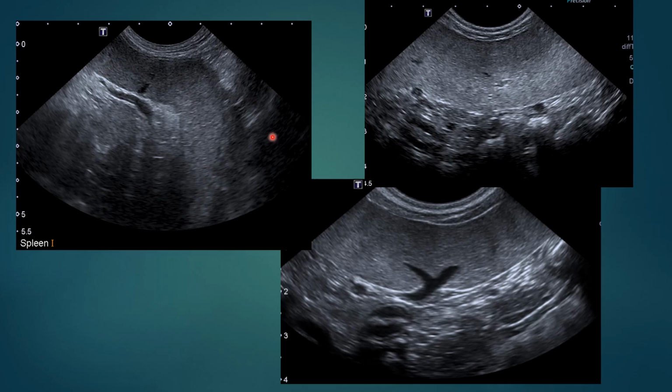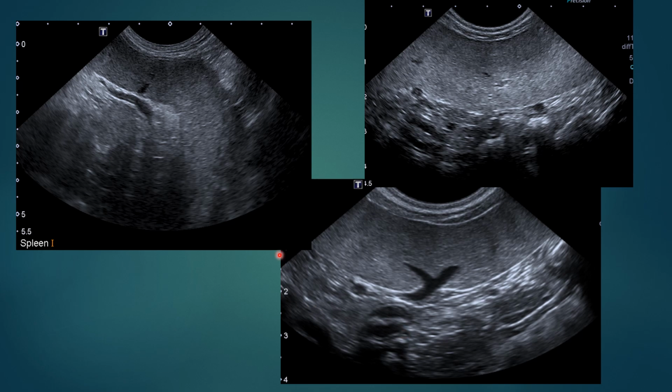In the cat, you may not get similar images, again, just because the cat spleens are smaller. Here is a nice view of the body of the spleen, and then same thing here. So we have the hilus, so you have some splenic vessels coming in here at the hilum. You can see here we have the spleen taking up most of our image. You don't have a lot of unused space deep to it.